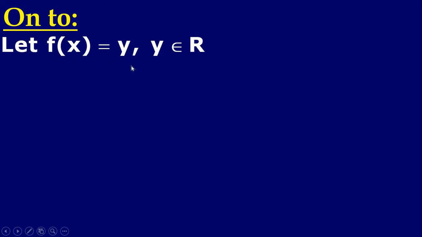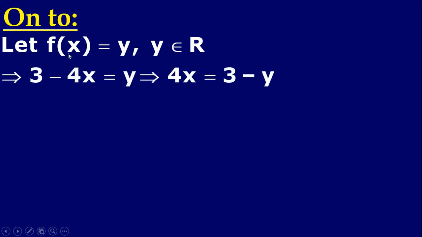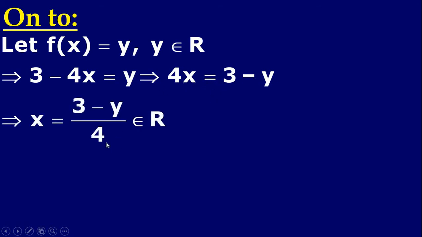We take f of x equal to y where y belongs to R. Now it is given f of x equal to 3 minus 4x. So therefore 3 minus 4x equal to y. And we can write it as 3 minus y equal to 4x. Therefore 4x equal to 3 minus y. So we have to solve for x. So we can write x equal to (3 minus y) divided by 4.